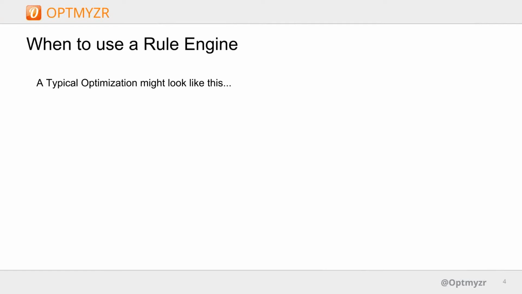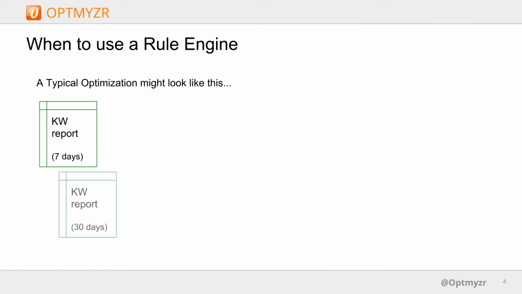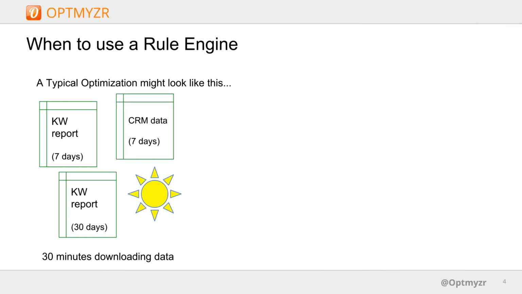Want to use a rule engine is to really facilitate a more advanced optimization. And so a typical advanced optimization might look something like this. You go into AdWords, you pull a bunch of reports for different date ranges, different scopes, maybe keyword and campaign reports. But if you're more advanced, you also have some CRM data.